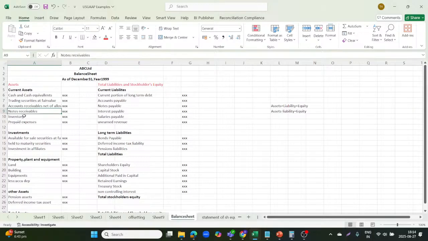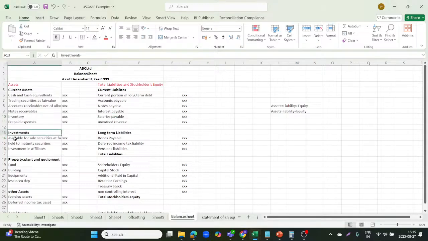Then you have notes receivable. Inventory is nothing but a stock, and this is your prepaid expenses. You can assume it is an advertisement expense. Then you have current portion of long-term debt. That long-term debt comes under your long-term liability, but the current portion of it comes under your current liability. Then you have accounts payable, notes payable, interest payable, salaries payable, unearned revenue. These are all your current liabilities.